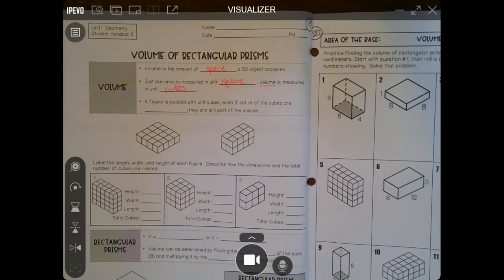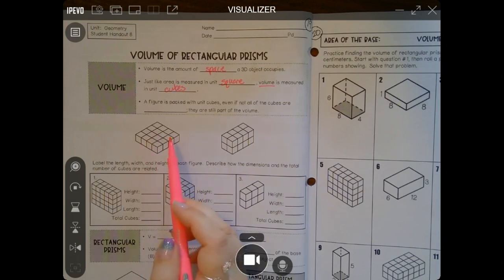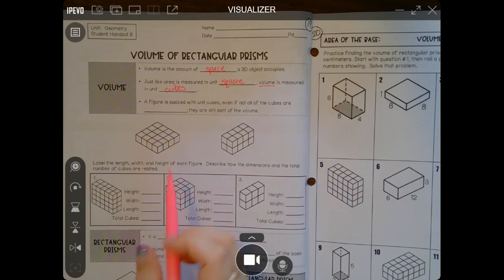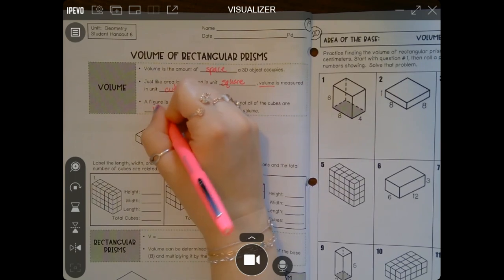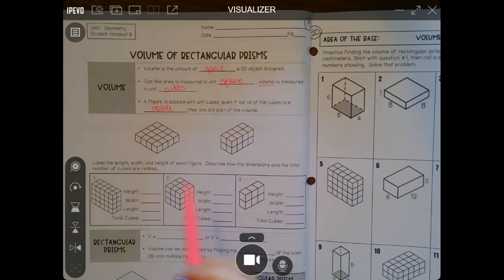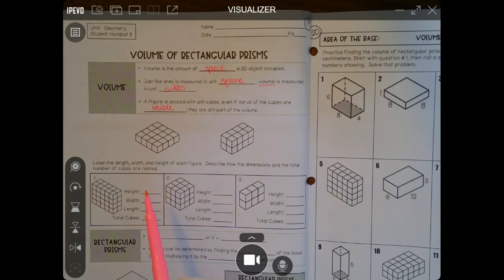So a figure is packed with unit cubes, like this one. Even if not all the cubes are visible or showing in the picture, they're still there, and they're still a part of the volume. So can you label the length, width, and height of each figure and then describe how the dimensions and the total number of cubes are related?